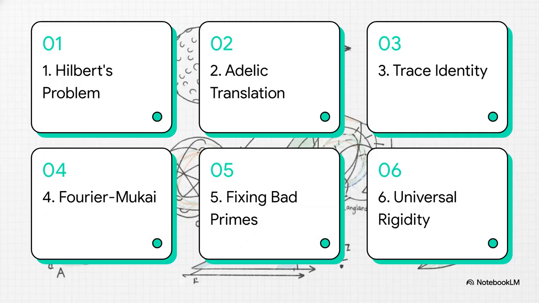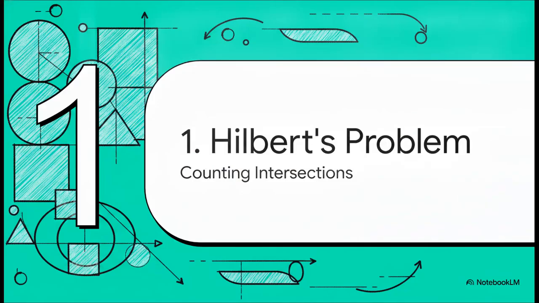Here is our roadmap for the explainer. We'll start with a refresher on Hilbert's 15th problem, move through the Adelic Langlands translation and the Satake Trace Identity, then cover smoothing with Fourier Mukai, fixing anomalies at bad primes, and finally, wrap it all up with the universal rigidity proof. All right, part 1, Hilbert's 15th problem.